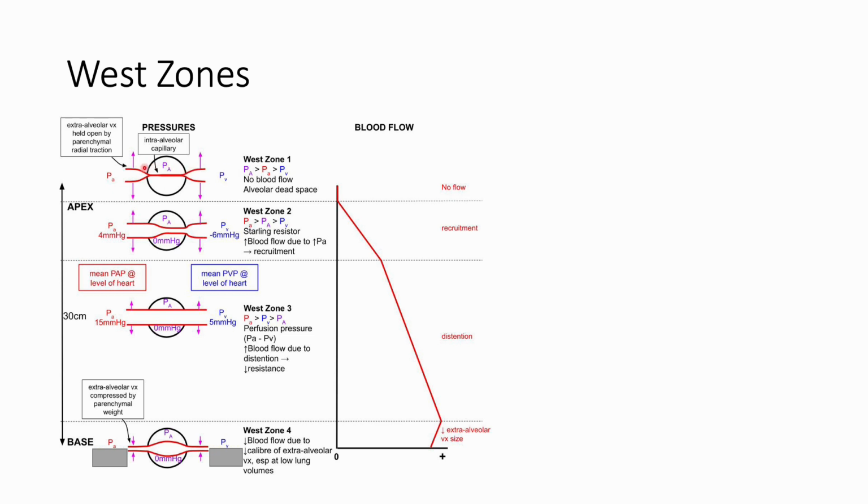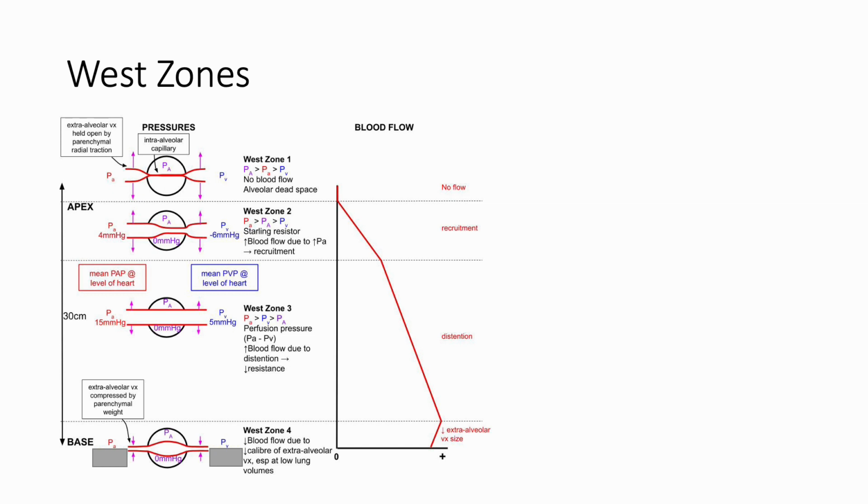And because the intraalveolar capillary is exposed to the alveolar pressure outside of it, if the alveolar pressure is greater than the intravascular pressures, this is going to mean that the capillary is completely compressed and occluded, and there's not going to be any blood flow. So this alveolus would get ventilation but not perfusion, making it alveolar dead space, and this is why we say that West Zone 1 is alveolar dead space.